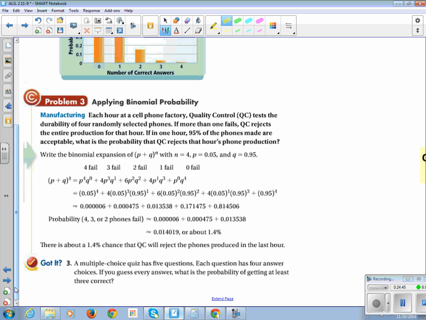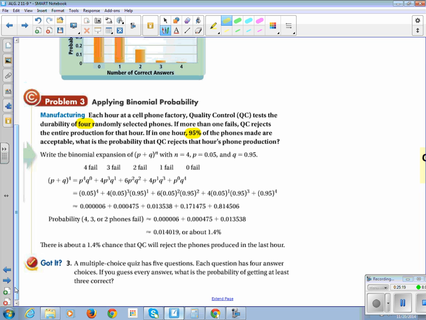Each hour, a cell phone factory quality control tests the durability of 4 randomly selected phones. I don't think this 4 is going to be just an arbitrary number. If more than one fails, QC rejects the entire production for that hour. If in 1 hour, 95% of the phones made are acceptable, what is the probability that QC rejects that hour's phone production?